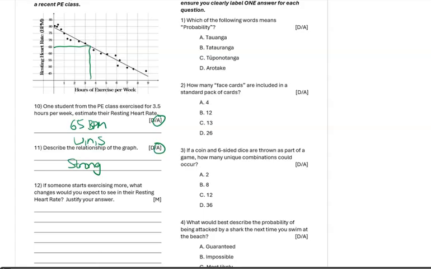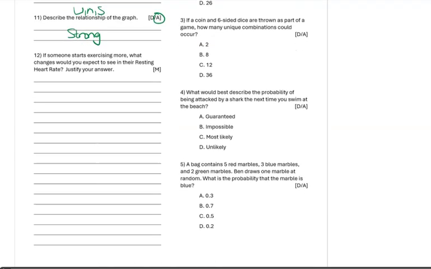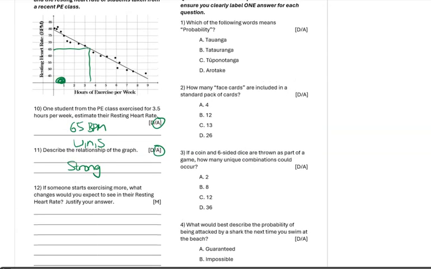So moving down to question 12, which is the very last question of the exam, and it was a merit mark as well, which is nice. If someone starts exercising more, what changes in the heart rate are you expecting to see? And you've been asked to justify your response. So if someone starts exercising more, if we look at the bottom axis, someone maybe starts over here and goes across the axis, we would expect their heart rate to go from up here, maybe from there. So the heart rate's going to go down. So we need to justify that.